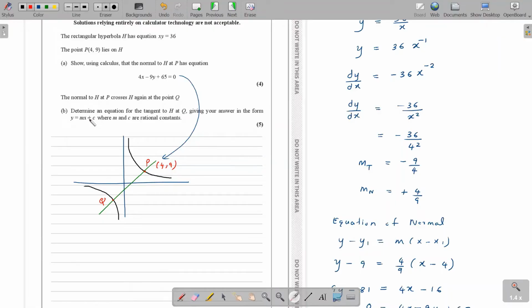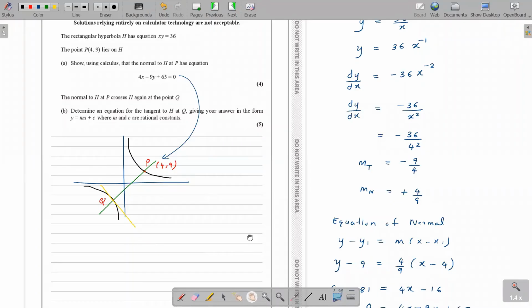Then they say determine an equation for the tangent to the hyperbola at Q. What do we need to do? We need to find the equation for the tangent to the hyperbola at Q, giving your answer in the form y equals mx plus c, where m and c are rational constants. Basically, first of all, you have to find the coordinates of the point Q, and use those coordinates to find the equation of the tangent at the point Q. I need to get the equation of this yellow color line, the tangent at Q.